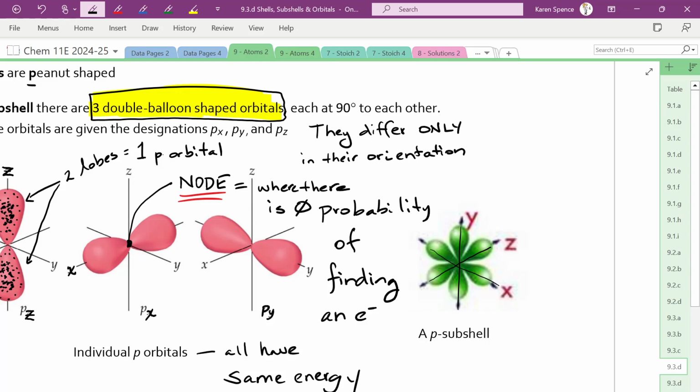Which way would y go? Yeah? Oh, I look like I'm making a rude gesture. But anyway, they're all perpendicular to one another. So even though this little p subshell here does not look 3-dimensional, that's what it's supposed to represent. One sticking in and out of the board, one going left to right and one going up and down.